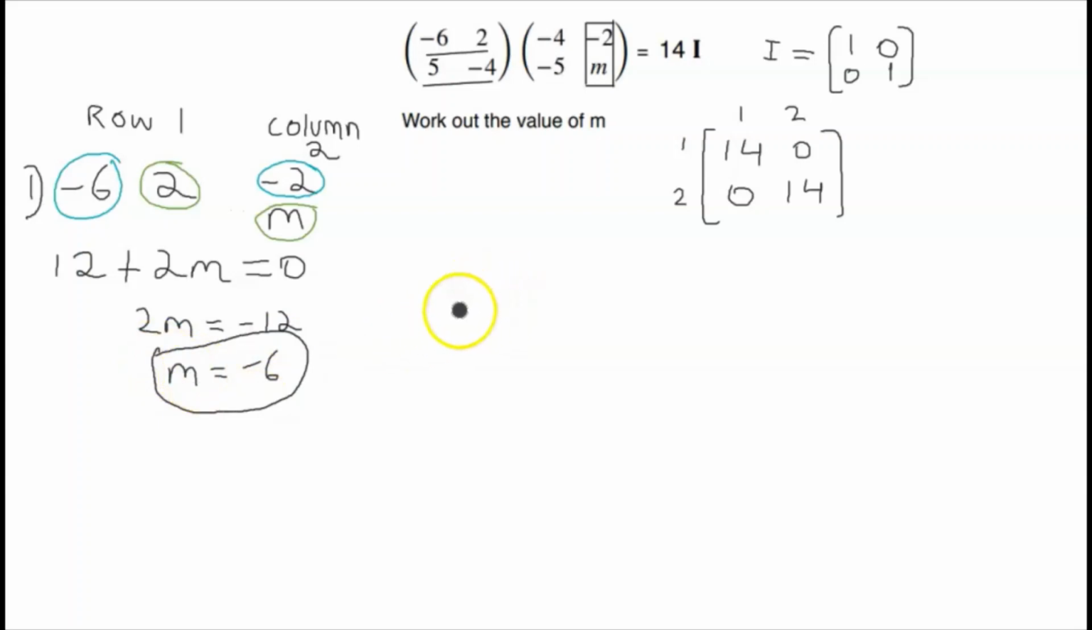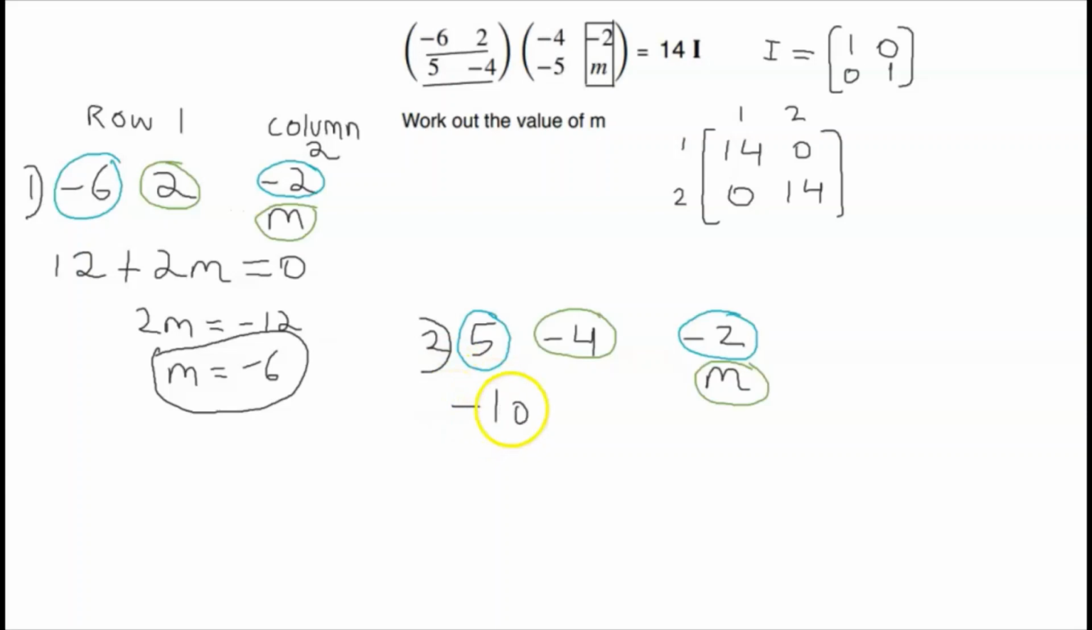The next way to do this is actually using the second row and second column, so I'll do this over here, just to have a bit more space. And so I've got my second row, 5 and -4. And I've also got my second column, so again -2 and m. So I'll circle them like before, the first and second value in each. So we're going to times together 5 and -2 as the first ones, and we've got -4 and m as the second ones.